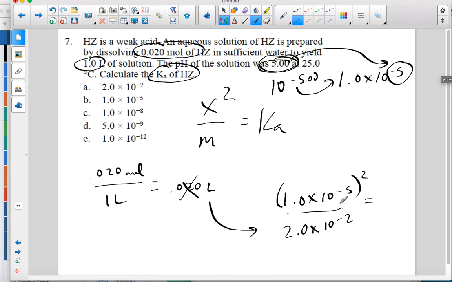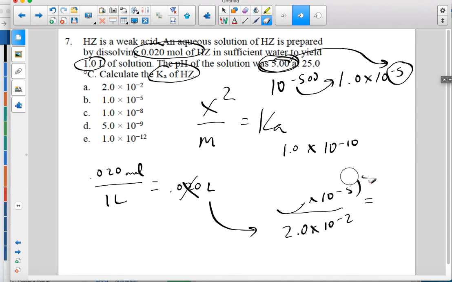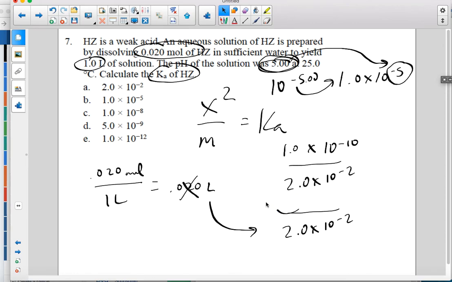So all I have to do is the math. First little trick is when you're squaring stuff in scientific notation, the front number can just get squared. So 1 squared is going to be 1. When I go to square an exponent, I'm just going to double it. So negative 5 times 2 gives me 1.0 times 10 to the negative 10th. The bottom number is still good to go. The bottom number is going to be 2.0 times 10 to the negative second.